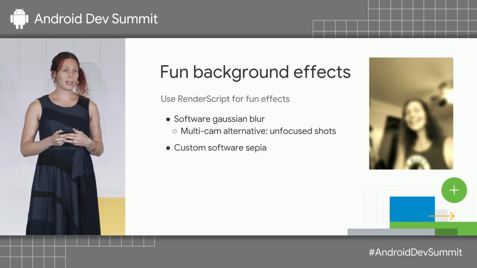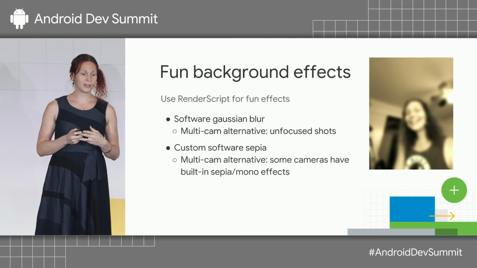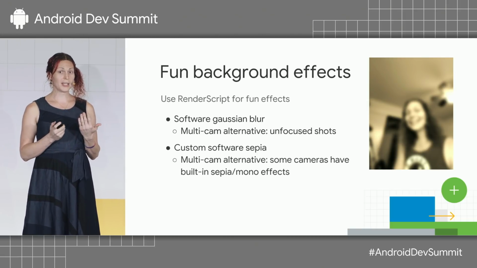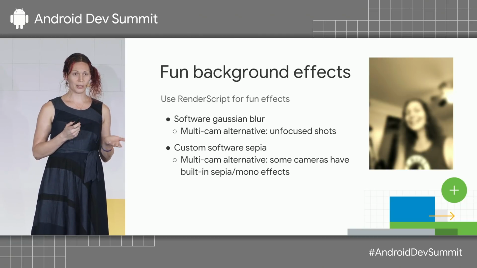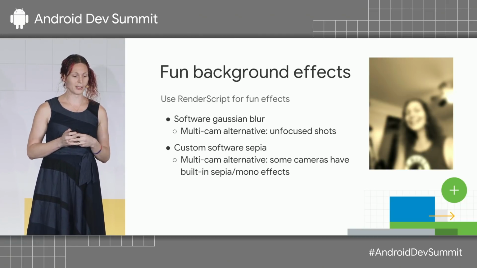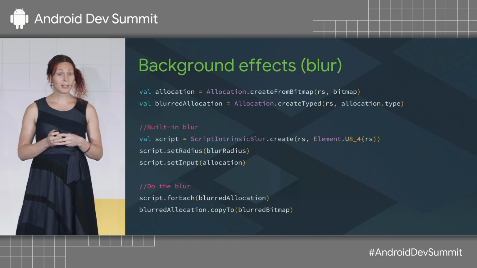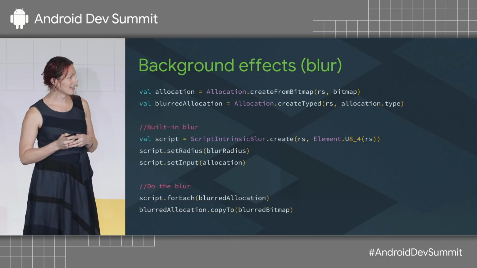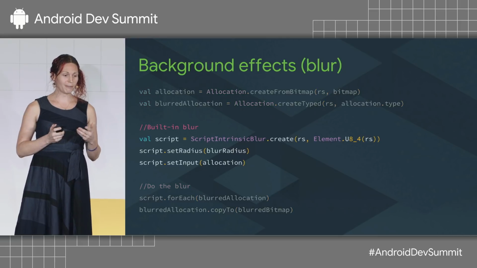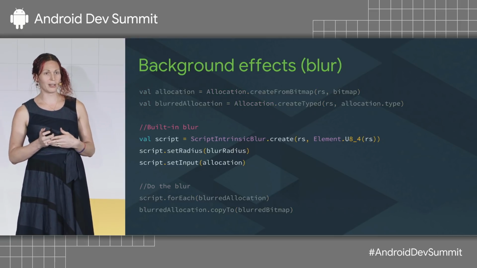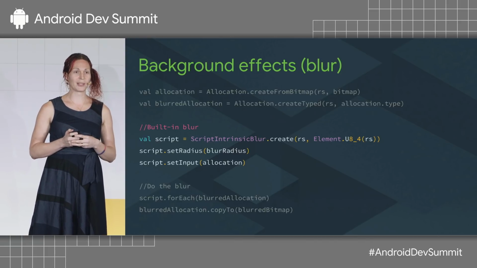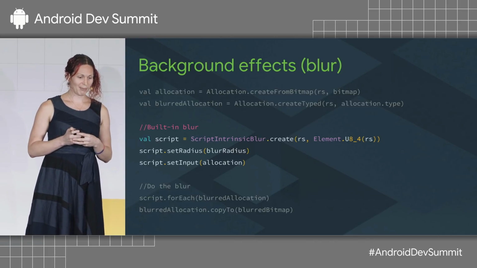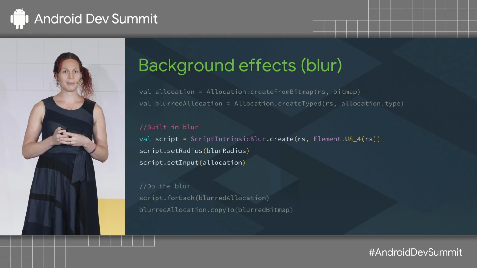In this demo, we also did a custom software sepia effect using RenderScript. But if you're using multicam, again, lots of cameras have built-in effects like monochrome and sepia that you can query and include in your capture request as well. If you haven't used RenderScript before, it looks something like this. And for our blur effect, we care most about the 3 middle lines. And it's a built-in script intrinsic blur. It's pretty handy, and it basically works out of the box.